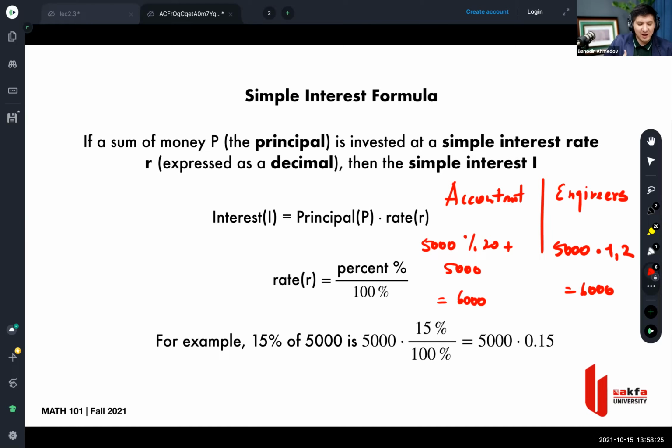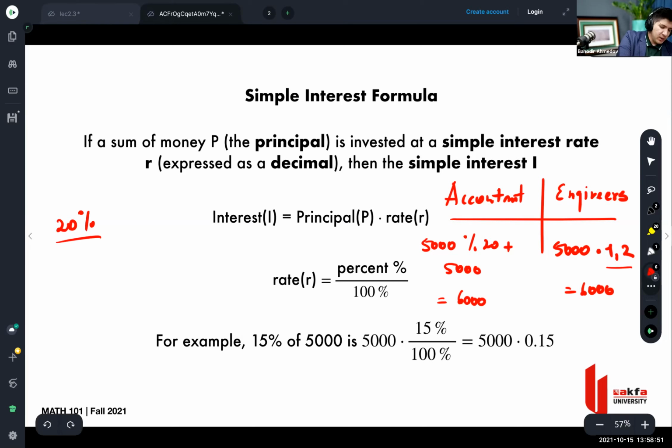So I think this is the fundamental difference in thinking of the two different professions. Accountants think differently than engineers. So I would like to understand what this 1.2 means, and where it comes from. Whenever you need to calculate some rate or some percentage of a number, what you need to do is divide this 20% by 100%, okay? And just multiply this by your number.